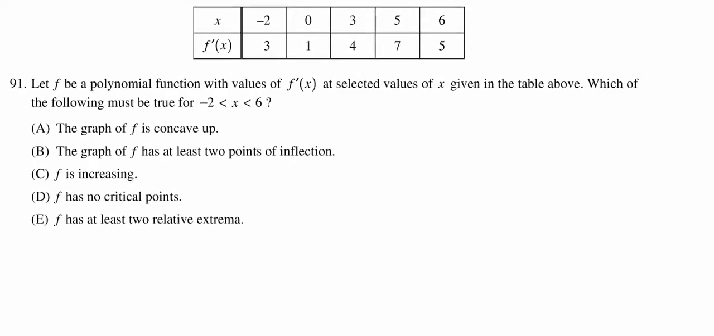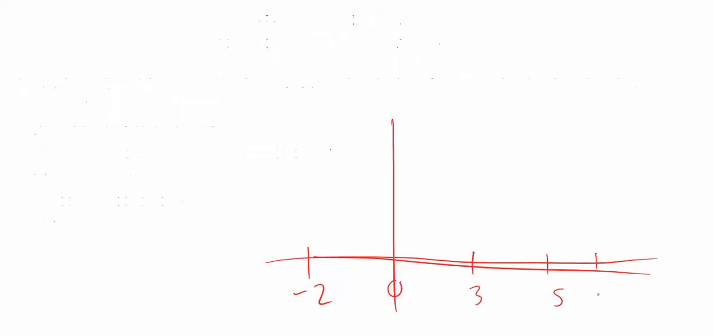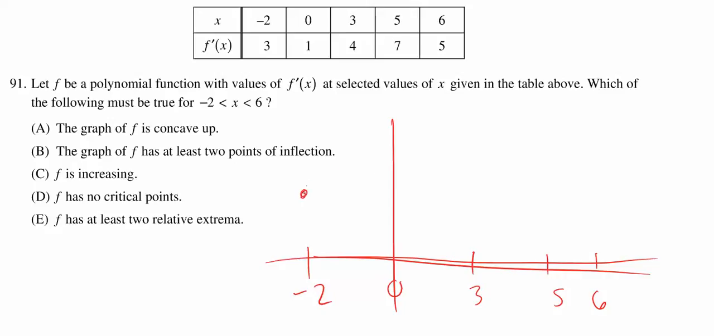All right, 91. We've got our polynomial function with a graph. Any time we get a table of values, I'm encouraging you to make a graph. 3, 1, 4, 7, and 6, and 5. All right, we've got our graph in there.